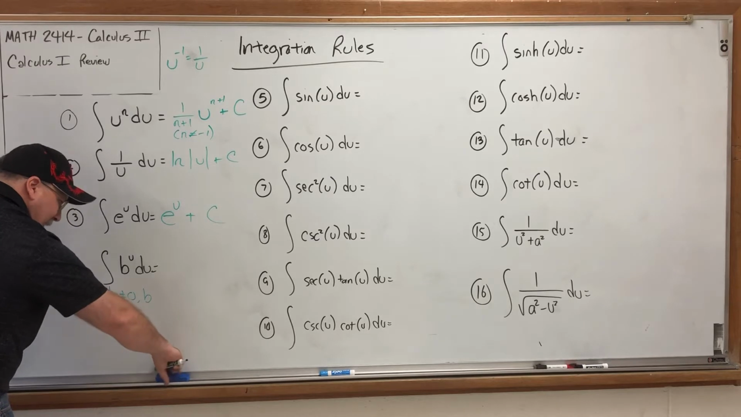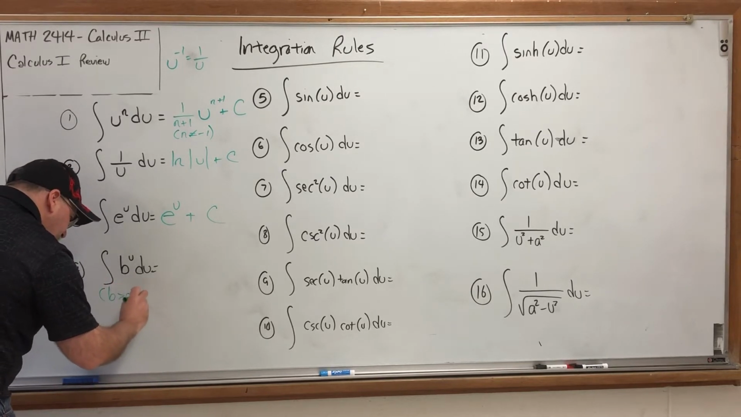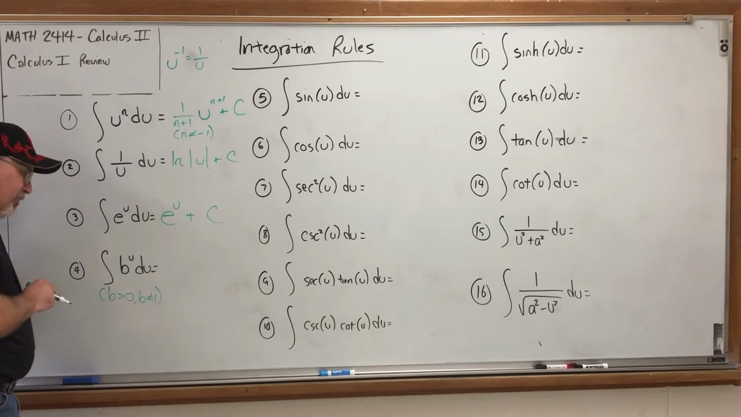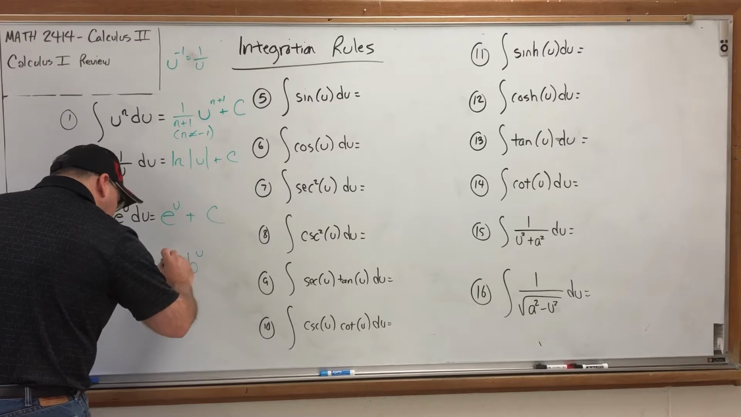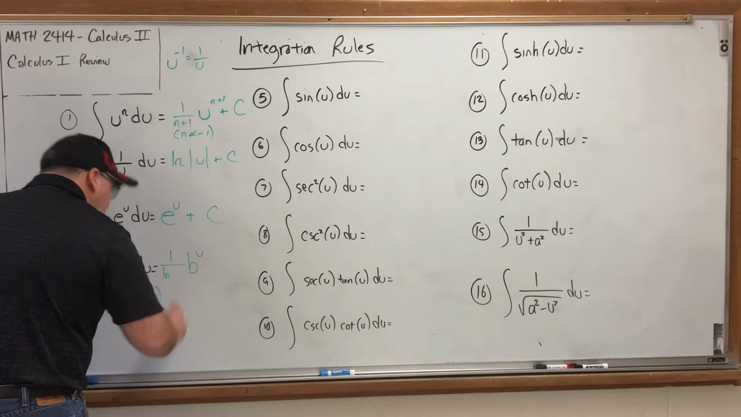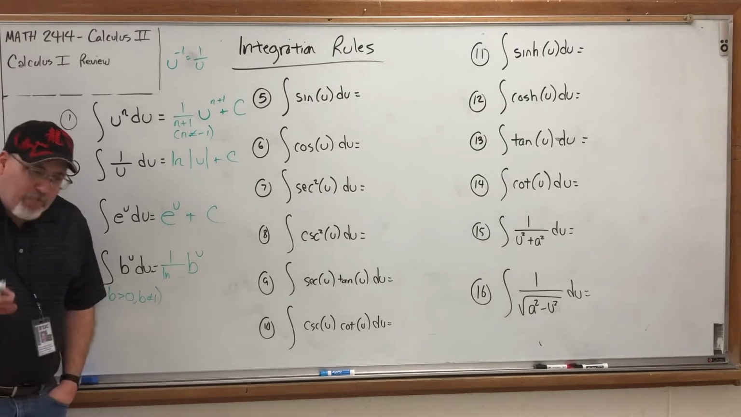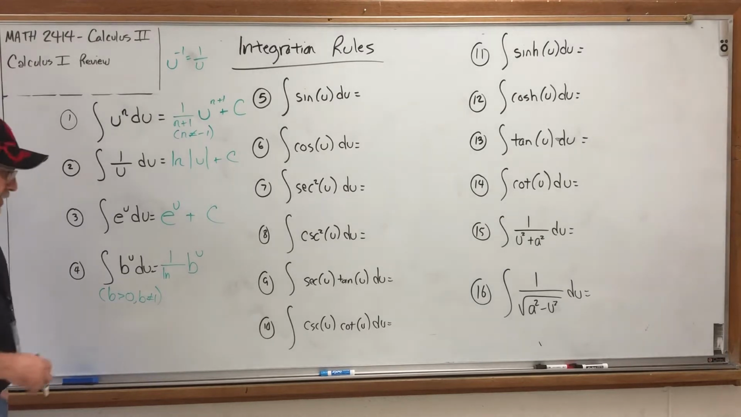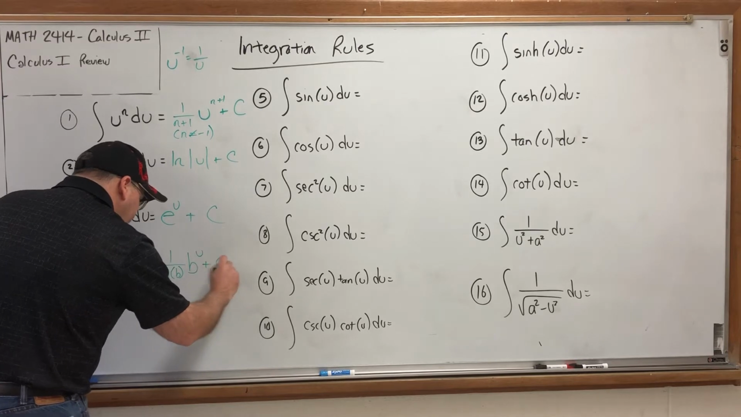Excuse me, got that backwards. The base is greater than 0, but not equal to 1. When you take the derivative of this, you leave it alone and you multiply times the natural log of the base. To take the antiderivative, you leave it alone and you divide by the natural log of the base. When you take the derivative, you leave it alone and multiply by the natural log of the base. When you take the antiderivative, you leave it alone and divide by the natural log of the base. Of course, plus c.